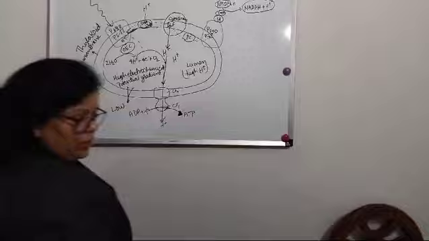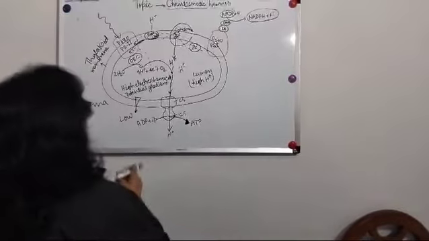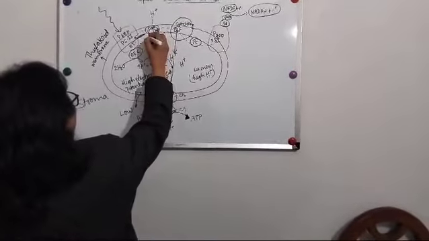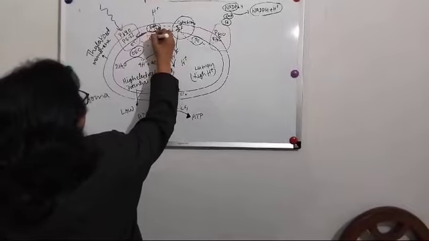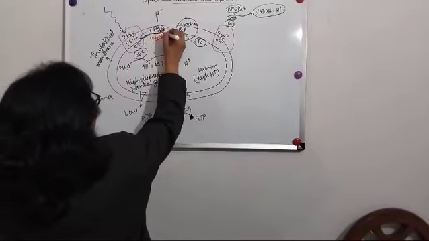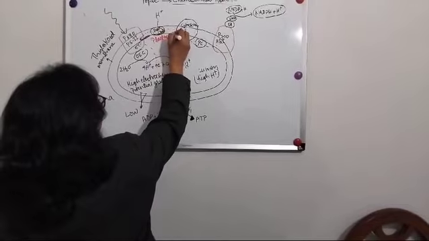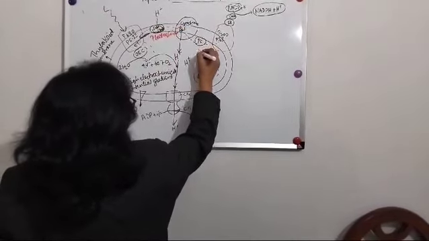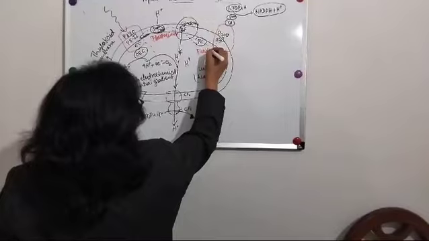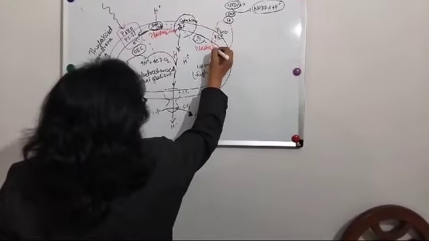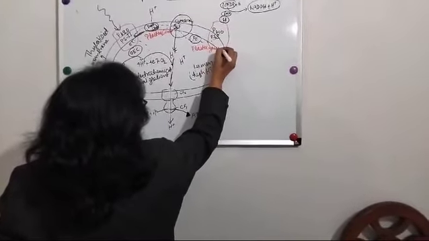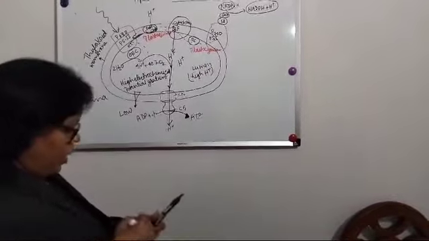So this is plastoquinone. You can write, this is plastoquinone, and this one is plastocyanin. Okay.